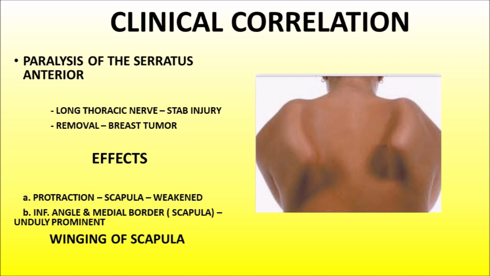The paralysis of the serratus anterior involves the injury to the long thoracic nerve by stab injury or during the removal of the breast tumor, which leads to the following effects: protraction of the scapula is weakened, and the inferior angle and the medial border of the scapula become unduly prominent, particularly when the patient pushes his hand against the wall, and this clinical condition is called the winging of the scapula.